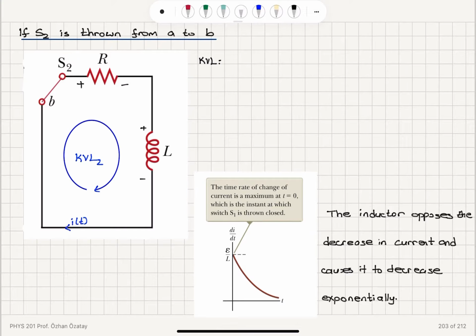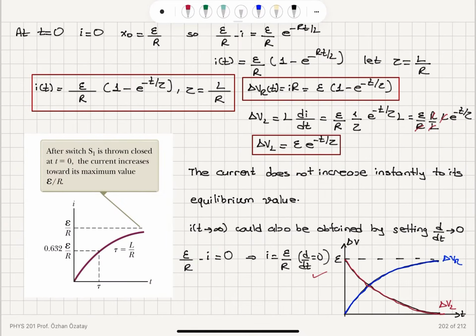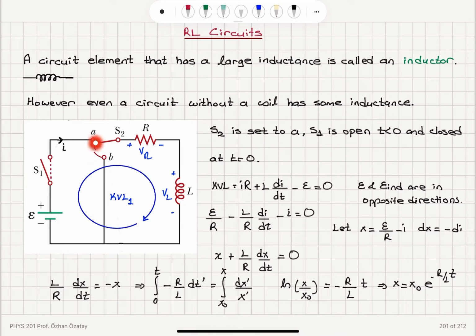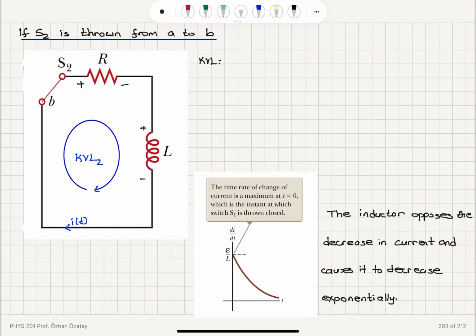Now we will continue our discussion of the RL circuit, and this time the switch S2 is thrown to position B. Remember that in our previous discussion it was thrown to position A and the RL circuit was connected to the battery. This time it's basically disconnected from the battery, and the resistor and the inductor are connected basically in series.